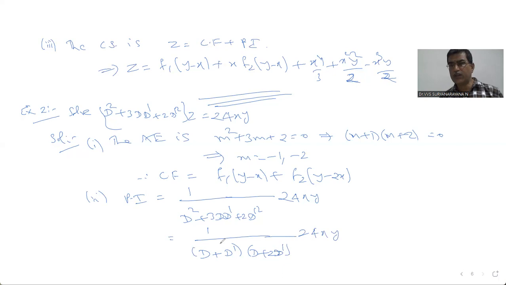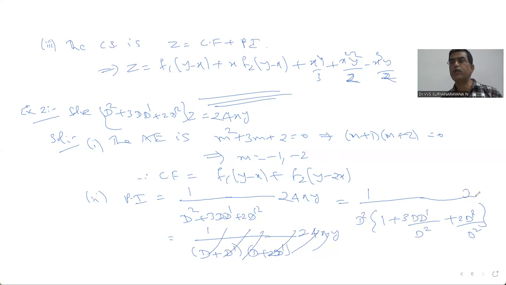Or if you don't like this partial fraction method, then we can go with our usual procedure. Let us not go with the new method. So we'll take d square as common. Maximum power of d is d square. So in place of d square, we'll get 1. In place of 3d d dash, we'll get 3d d dash by d square. In place of 2d dash square, you will get 2d dash square by d square. This is to be operated on 24xy.